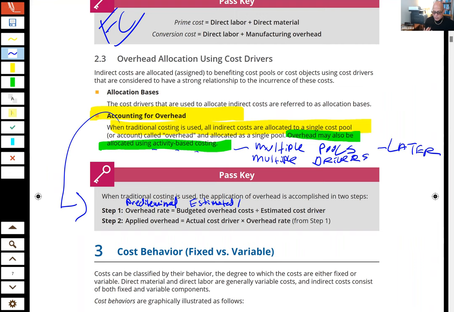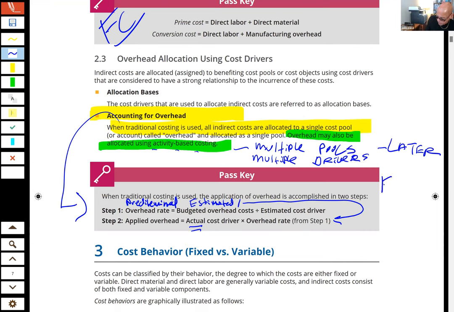Then the way we apply it to each job is we take that predetermined overhead rate and we multiply it times the actual cost driver, say direct labor hours, whatever that is. Based on that, that's how we will apply our indirect costs to our jobs, because it is difficult to trace those indirect costs, such as indirect labor, indirect material, and others like the depreciation, to our various products.